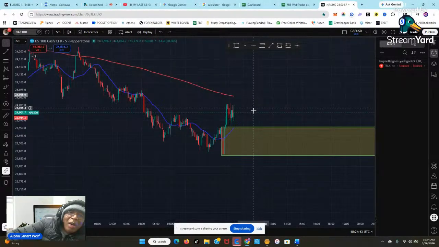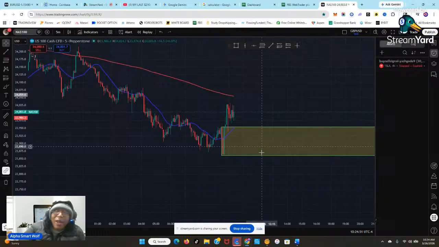So if that happens before 11 o'clock, we want to enjoy the ride down. So that's why I want to enter the trade down, going down. That's what I'm waiting for right now. If I see that setup, I am going to enter the trade. And then I will set my stop loss and take profit here.